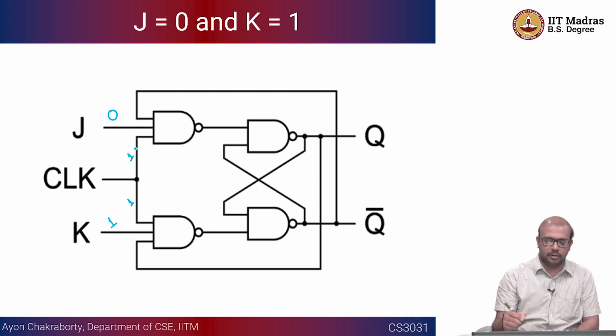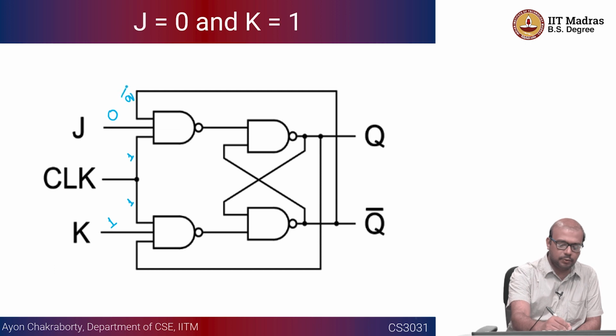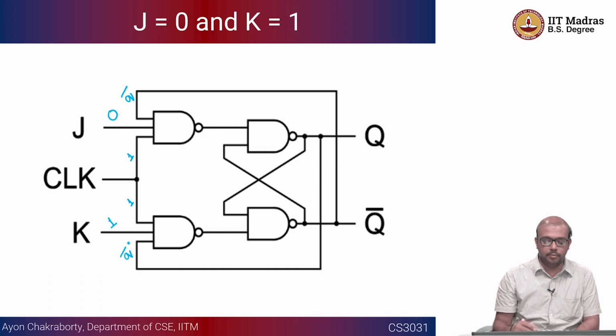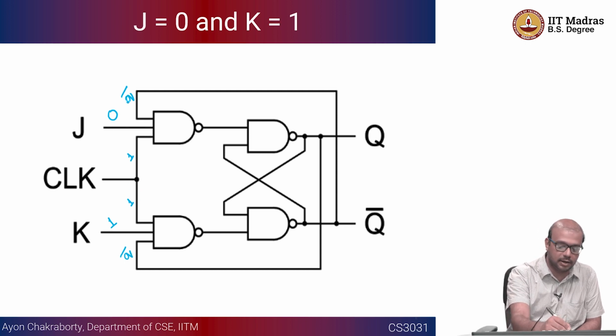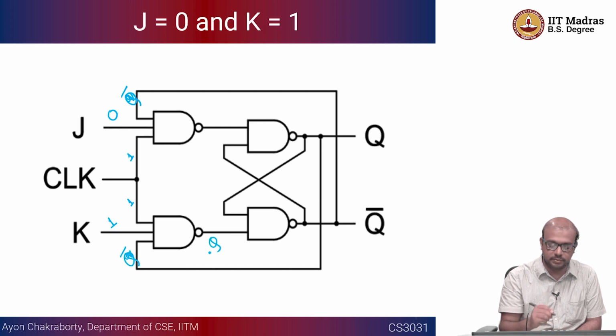In that case, here what you are getting is Q bar, and what you are getting here is Q. So Q bar dot 1 is basically Q bar, and you take a NOT of that, which is the output of the NAND gate. So the NAND of Q bar dot 1 is basically going to result in Q. So this basically becomes Q.